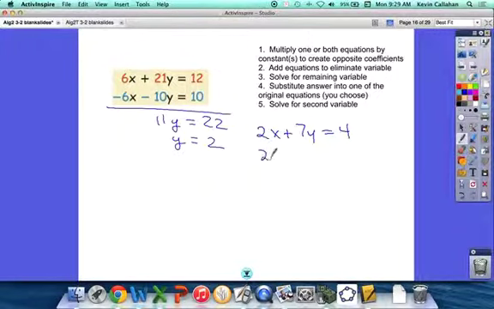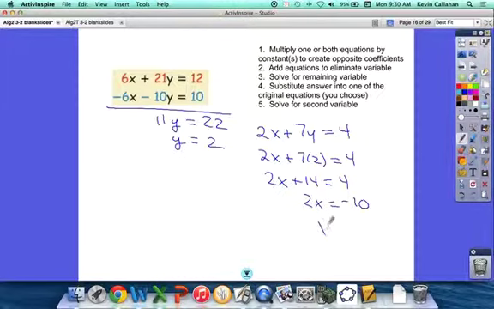Y equals 2. 2x plus 7 times 2 equals 4. 2x plus 14 equals 4. So 2x equals negative 10. That was sloppy. Negative 10, x equals negative 5. So the point is negative 5, 2.